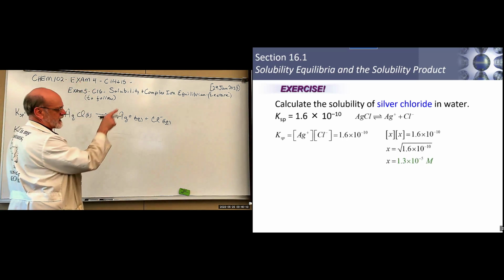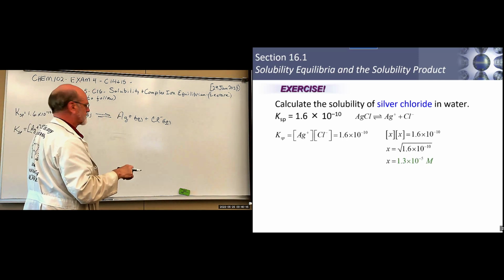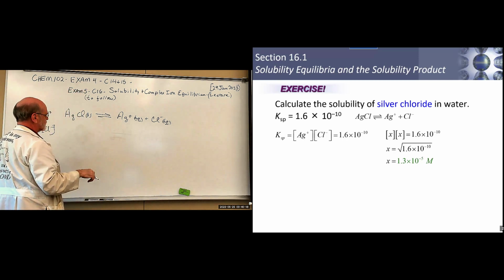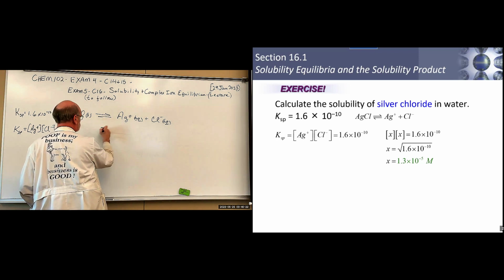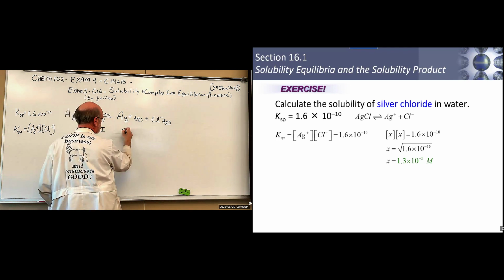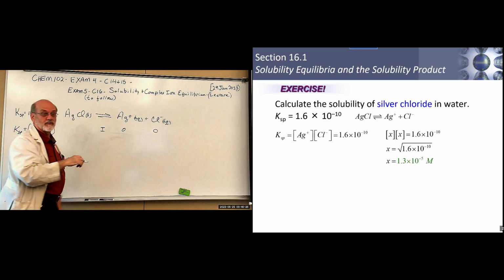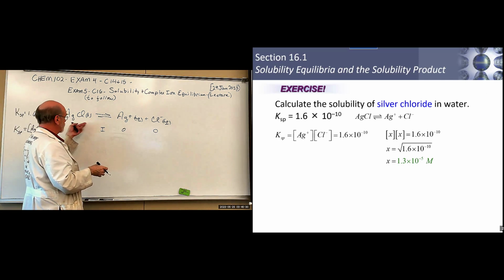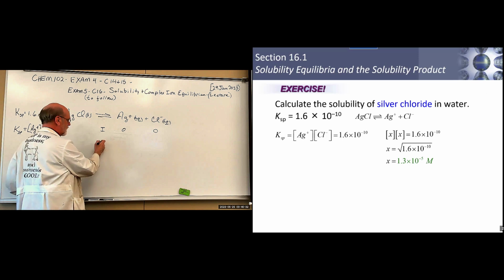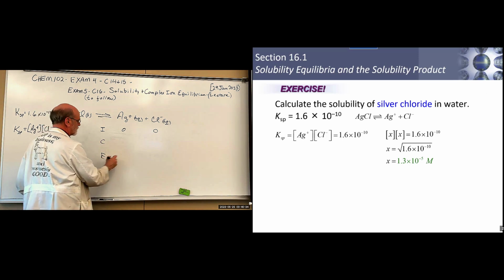So in this case, I don't know why we use X there. Let's set up an ice table just to be consistent. So initially, right, what do you have here? Well, you got 0, right? Before it goes into solution, you start off with nothing. And this doesn't count, so that's why I put the I's over here. ICE here, here, and here.